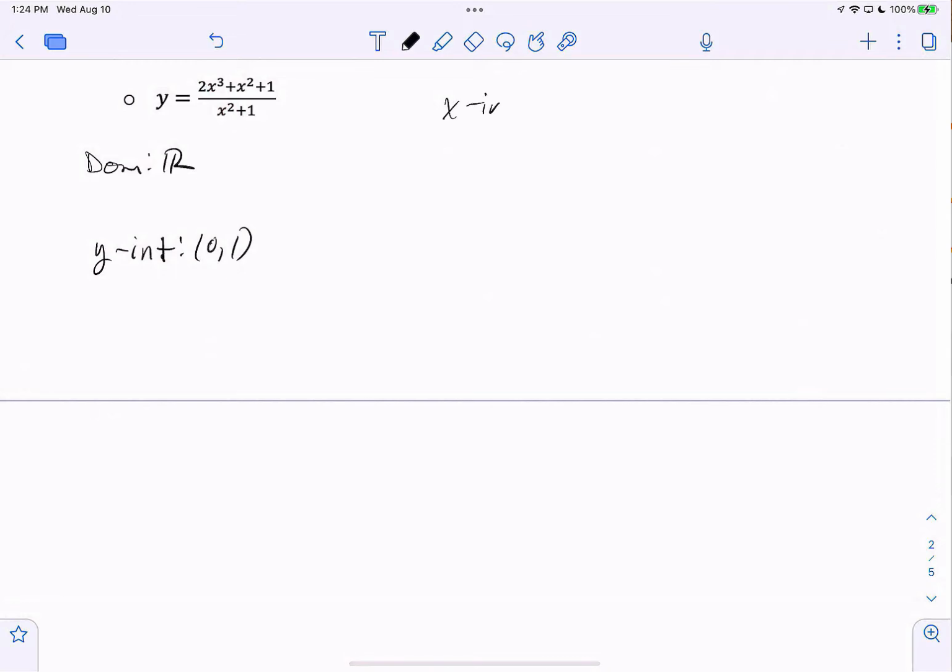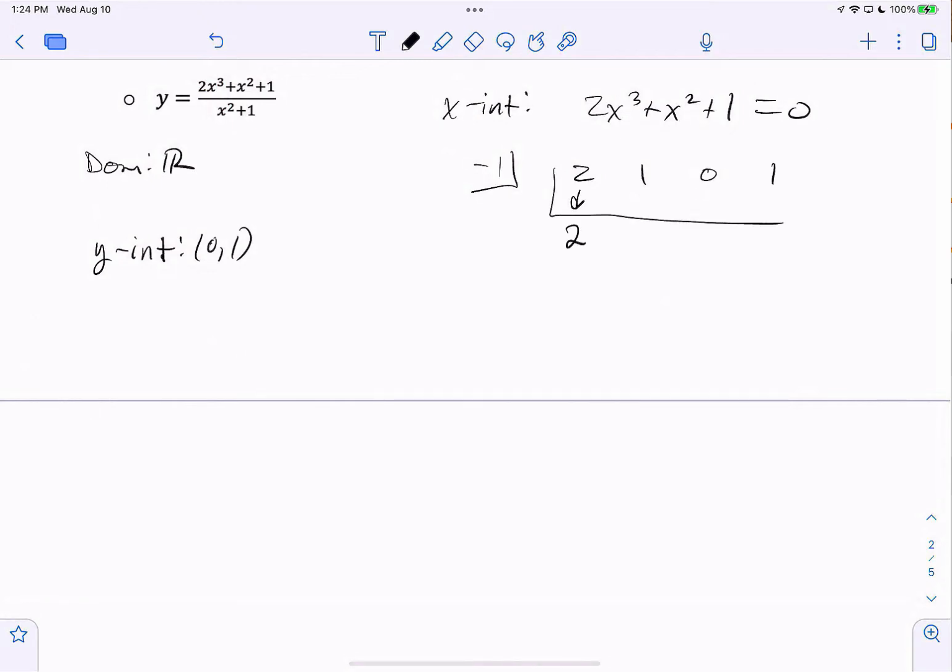As far as an x-intercept is concerned, we're going to take the numerator, 2x cubed plus x squared plus 1, and set it equal to 0, because the numerator of a fraction is the only thing that can make it equal to 0. This doesn't factor. I'm going to use synthetic division. My spidey sense tells me that if I use -1 in the synthetic division, then everything will work out just fine. 2, 1, 0, and 1 are our coefficients.